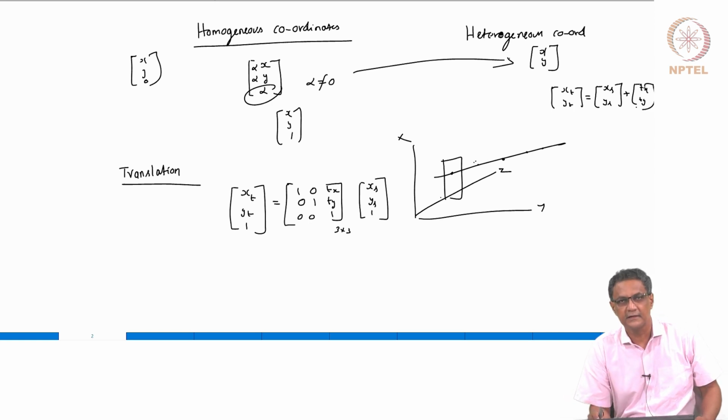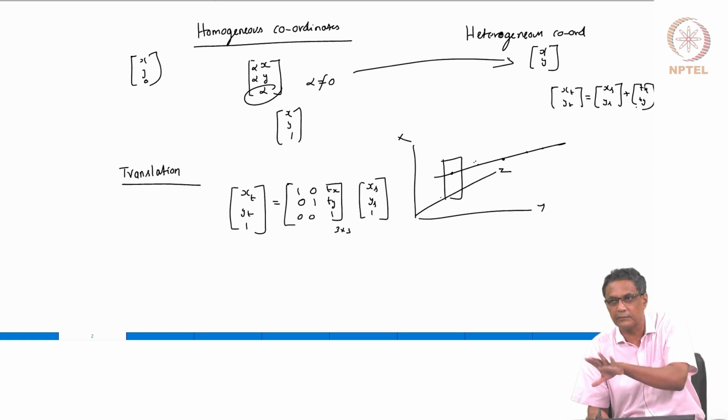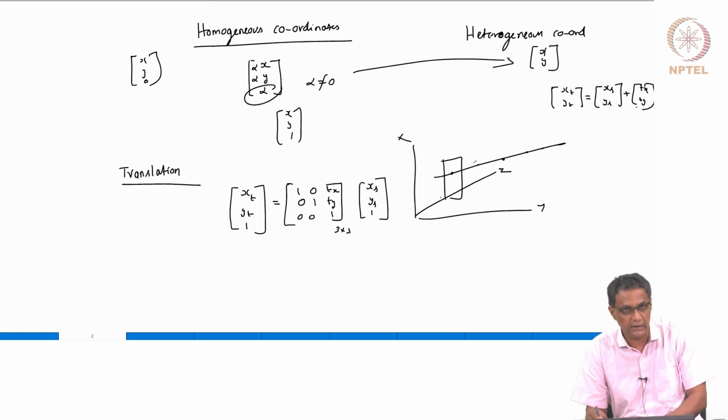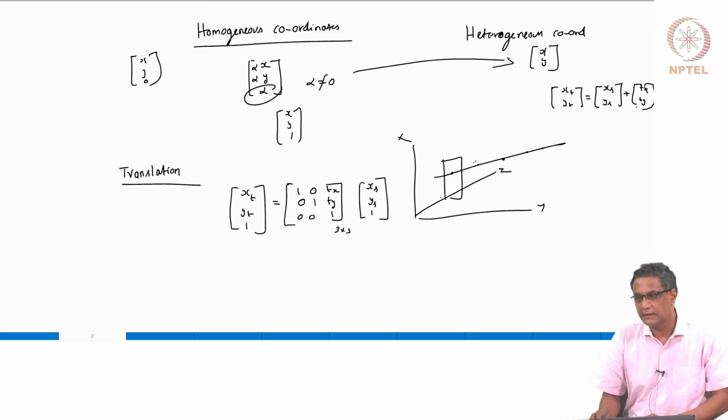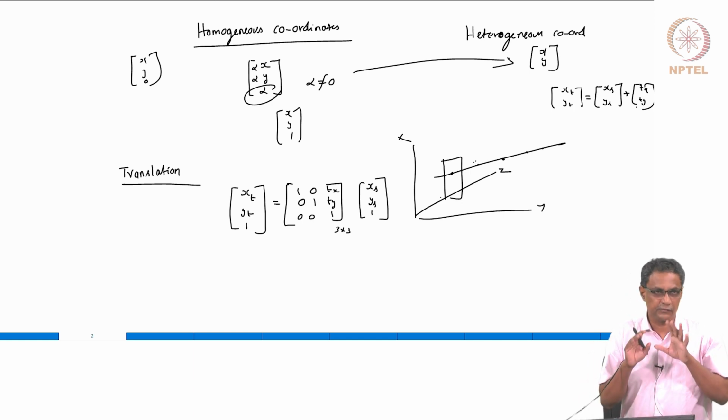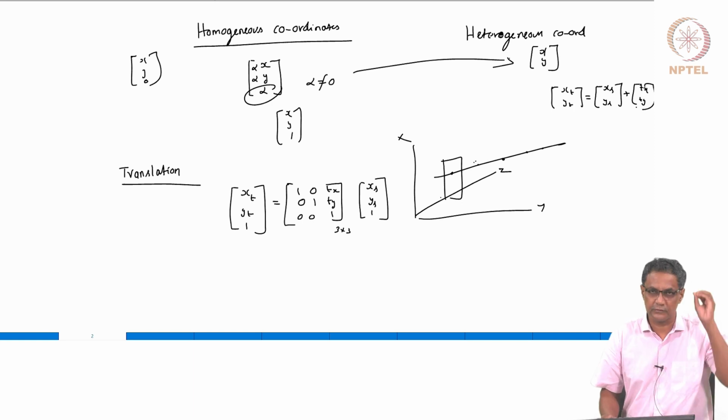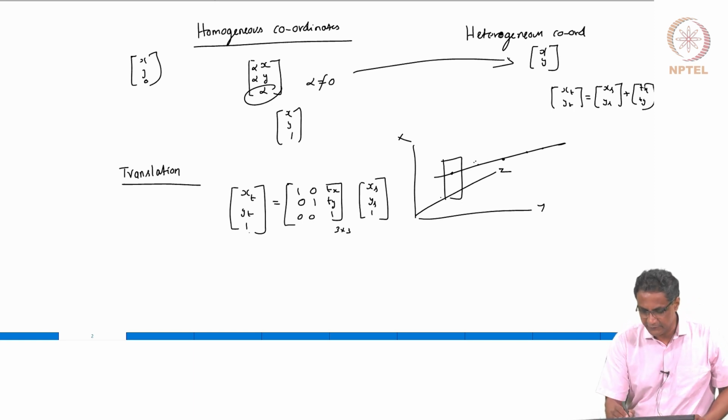Can you write this as a 2 cross 2 matrix multiplying xs ys? You cannot write it, right. So these homogeneous coordinates allow that flexibility. Then this interpretation becomes much easier. It looks like you have the source coordinates, you just want to apply the transformation on them.